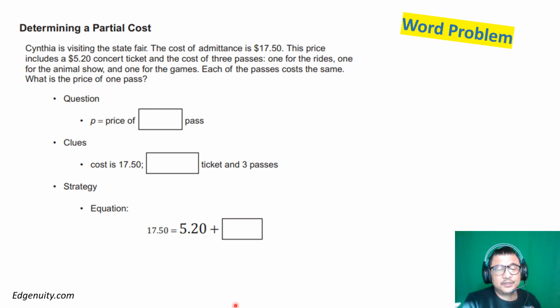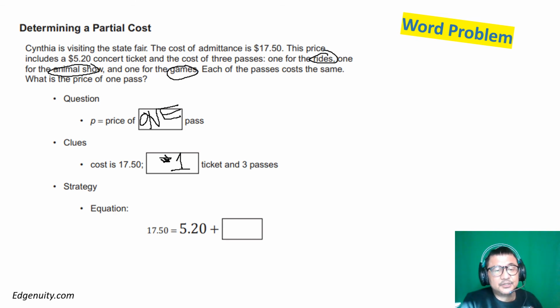Okay, so let's answer the following questions. What do we want to solve for? We want to solve for the price of one pass. Remember, each of those passes will cost the same. The show, the games, and the rides. Okay. Clue. The cost is 17.50 for what? For one ticket, my bad. That is one entrance ticket for you. All right, and the three passes.